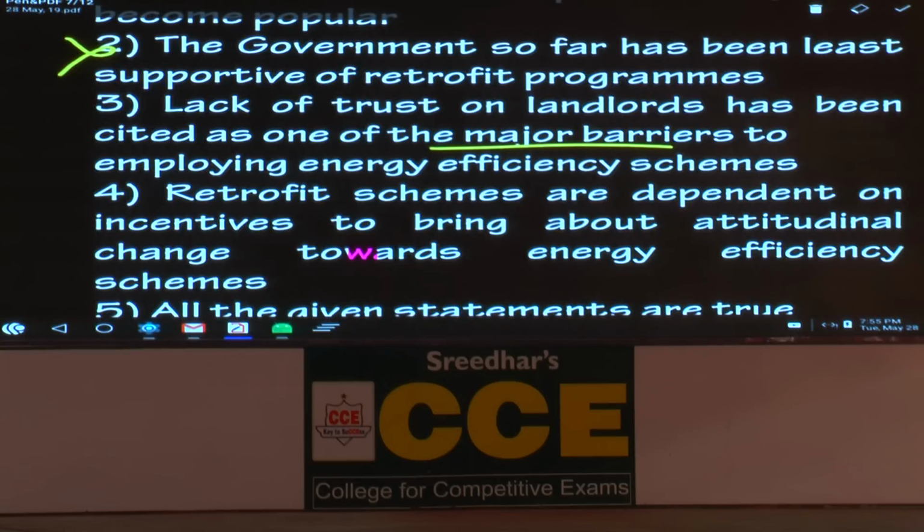Fourth option. But the key says the fifth option, all are right. Does the key say fourth option or fifth option? Fifth option, which is not right. Answer is the fourth option.